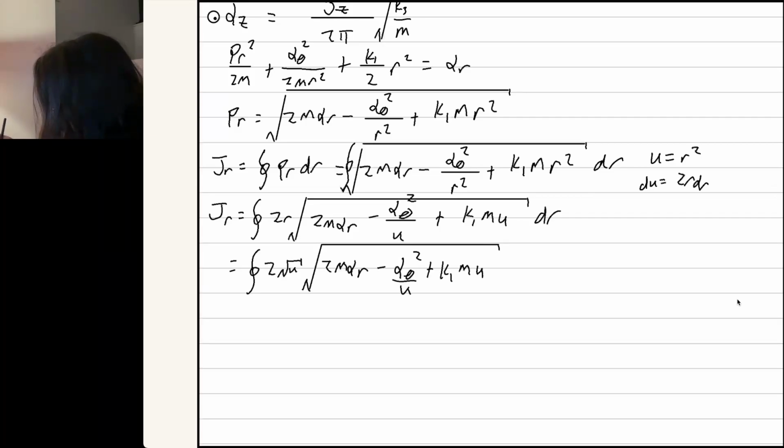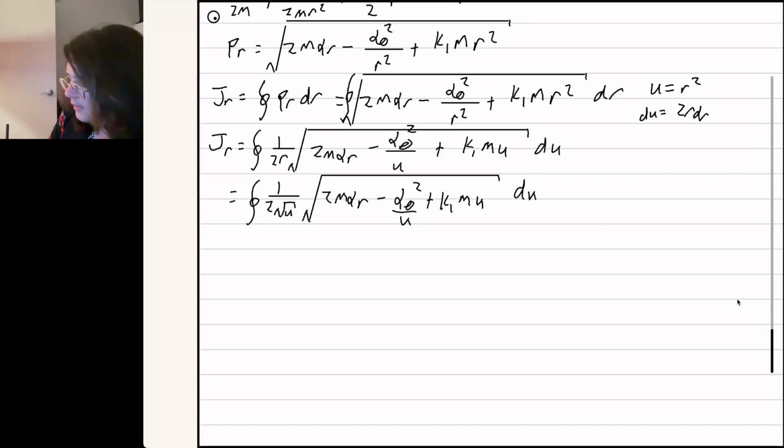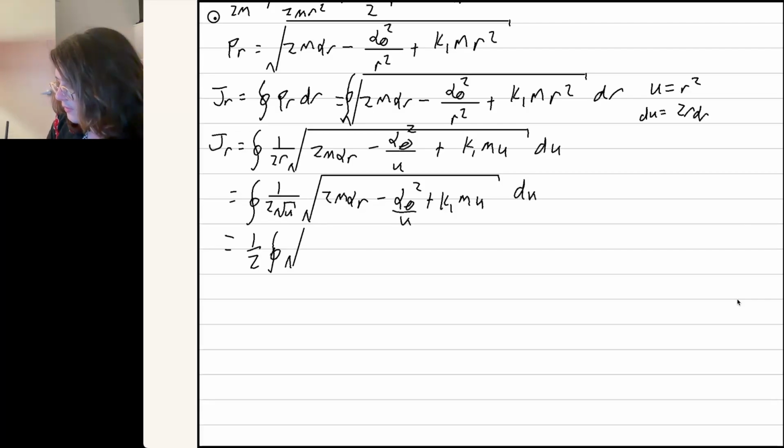That's supposed to be over u, du, and that's supposed to be du there. Whoops. And also, I did this wrong because it's actually 1 over 2 root u there. I'm going to factor that root u into the radicand and take the 1/2 back out, so that we'll just have 2m alpha r over u minus alpha theta squared. Oh, it's over u squared.